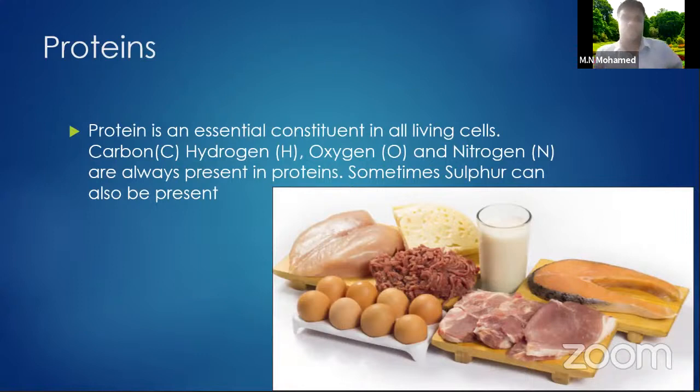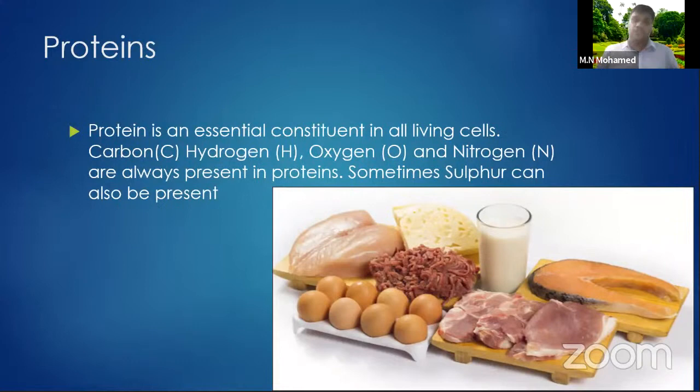That's a big major problem for us. Protein is an essential constituent of all living cells, but different from carbohydrate. Carbohydrate contains carbon, hydrogen, and oxygen, but protein contains carbon, hydrogen, oxygen, and nitrogen. Nitrogen is the one element that is always present in protein.